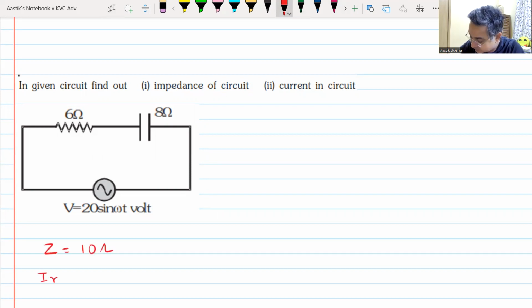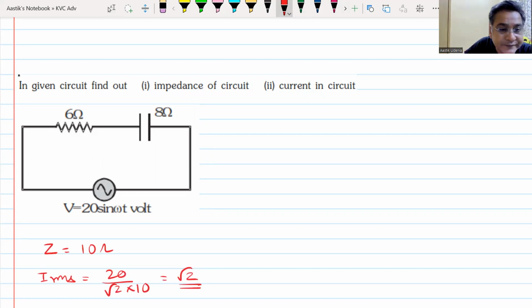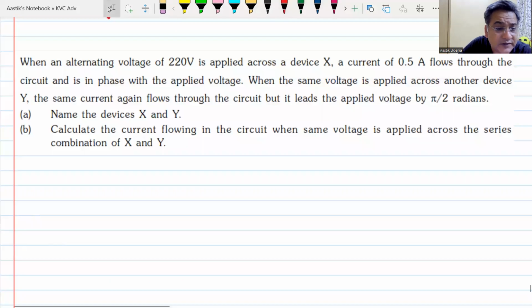The current, that means the RMS value of current, will be VRMS by Z. VRMS is 20 by root 2, divided by 10. So the answer will be root 2. I hope you got the answer. Yes or no? Yes, sir. This is the next one.